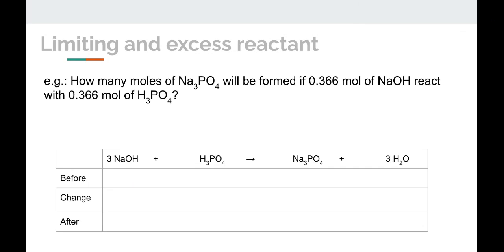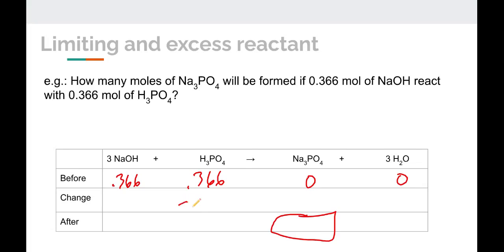So in this question, it says we have 0.366 moles of NaOH, and we also have 0.366 moles of H3PO4, not an unlimited amount like the last time we did this problem. Our goal is still the same. We want to find out how many moles of Na3PO4 are formed. There won't be any product of either kind.